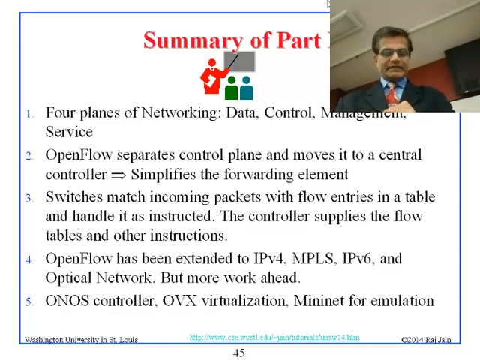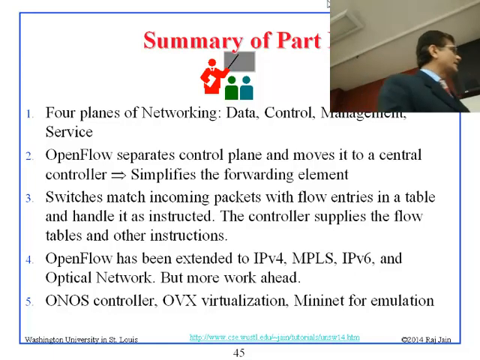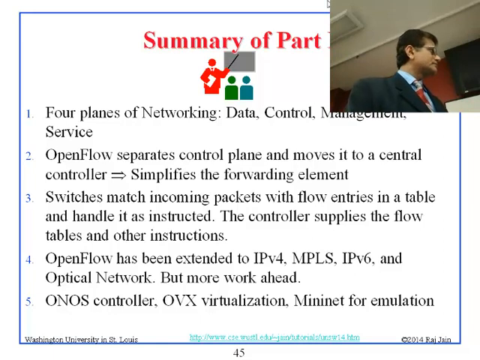The summary of this part is that there are four planes of networking: data, control, management, and services. And we talked about control and data quite a bit. OpenFlow separates the control plane, moves it to a central controller, simplifies the forwarding element. So that is the whole idea behind OpenFlow. The switches match incoming packets with flow entries. So we saw the table matching stuff.